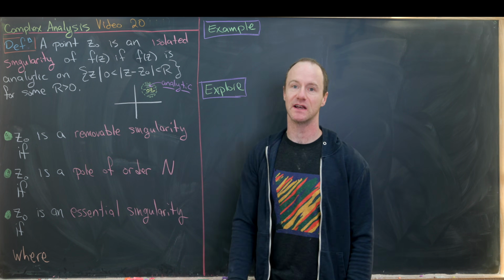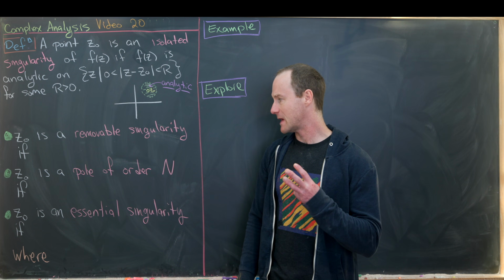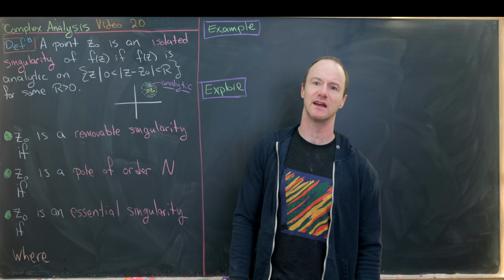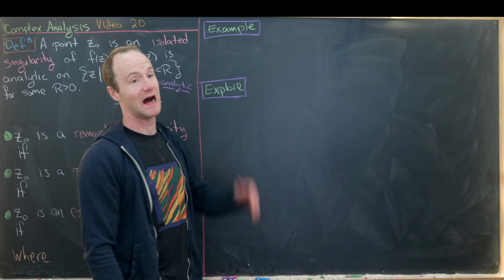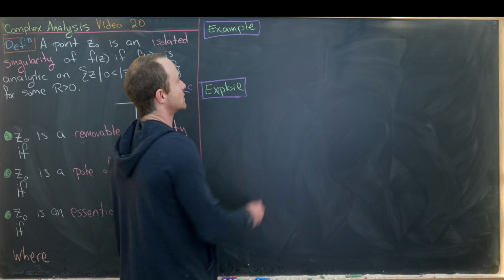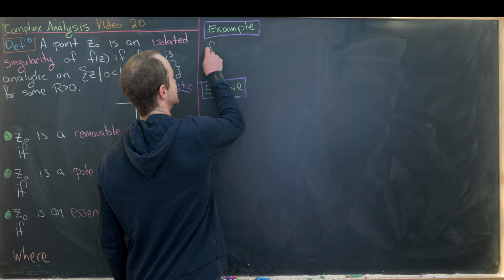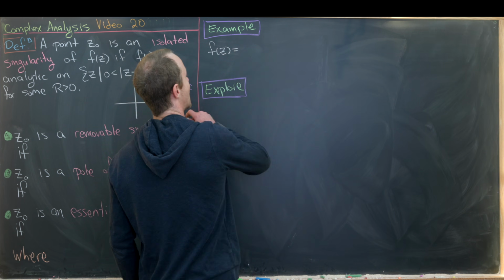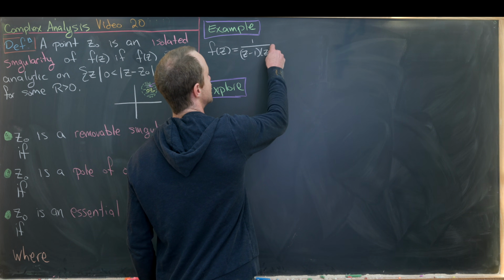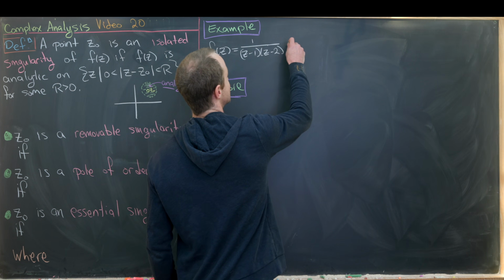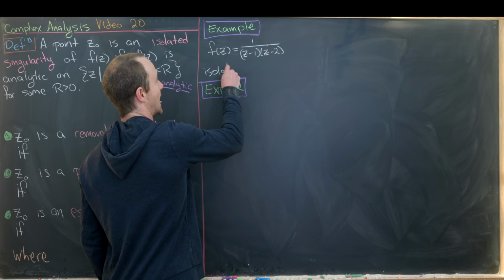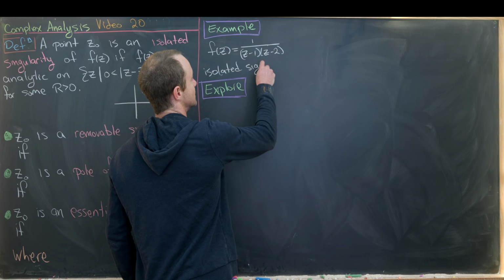What I mean by the punctured disk is that it includes all of the points inside of the disk except for z0 itself. There are three main types of isolated singularities, but before we dive into this, I'd like to look at some examples of isolated and non-isolated singularities. Let's first look at an example of an isolated singularity. If we take f of z equals 1 over (z minus 1) times (z minus 2), this has isolated singularities at z equals 1 and z equals 2.